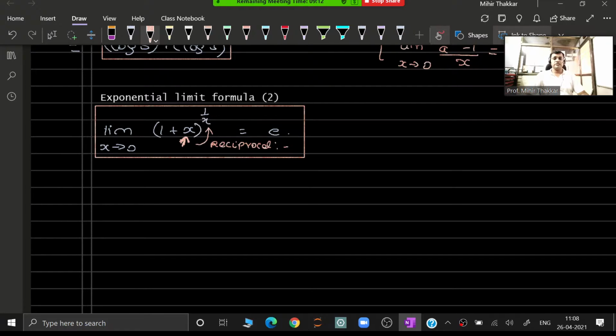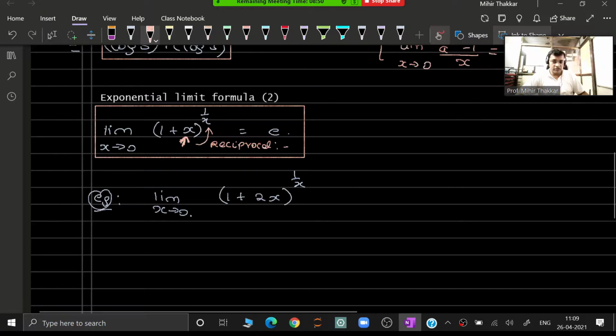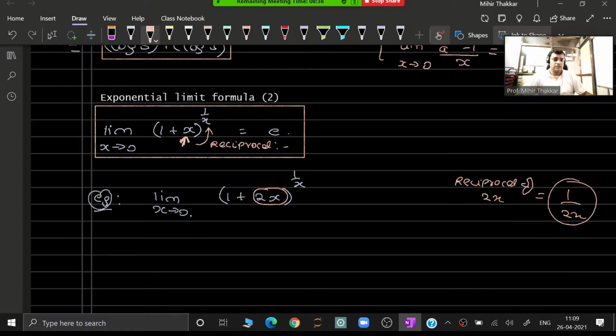So if I want to adjust the reciprocal, then the question is how? Let us understand this with an example. If I have a question, limit as x tends to 0, 1 plus 2x to the power 1 upon x. So in the base, I have 2x over here. So reciprocal of 2x is 1 upon 2x. So I need to adjust this 1 upon 2x there in the power.